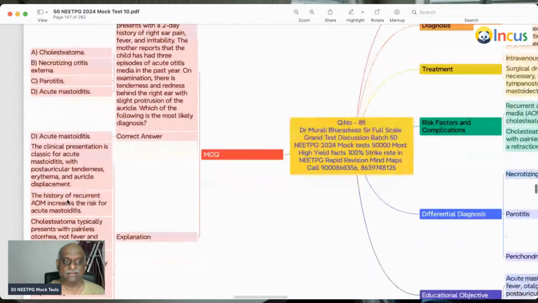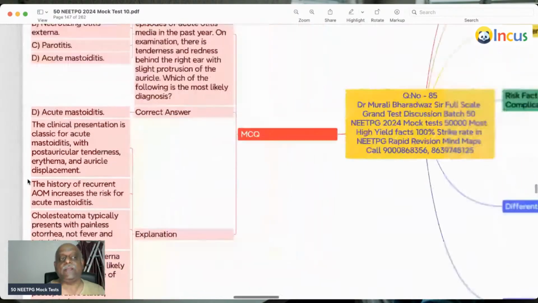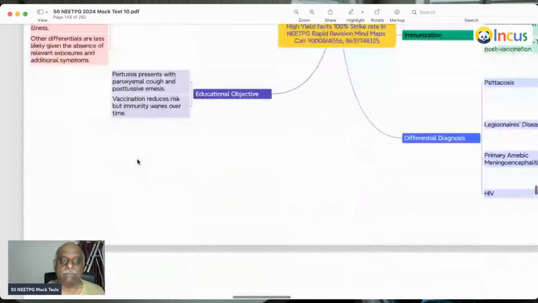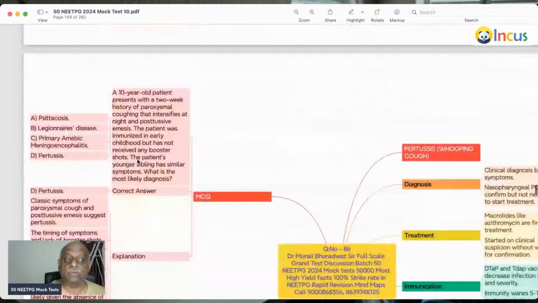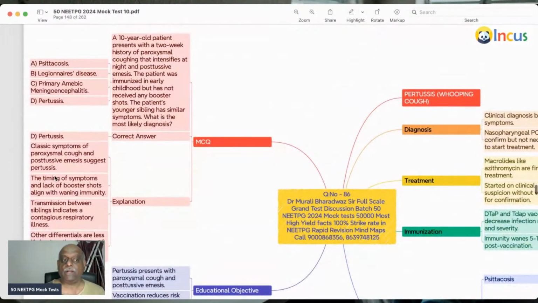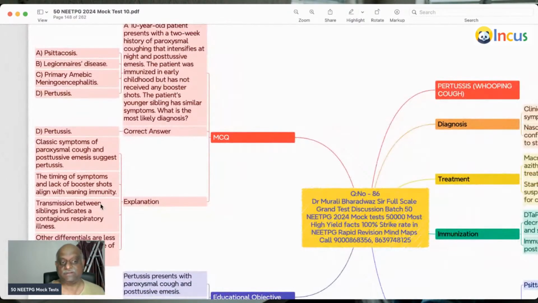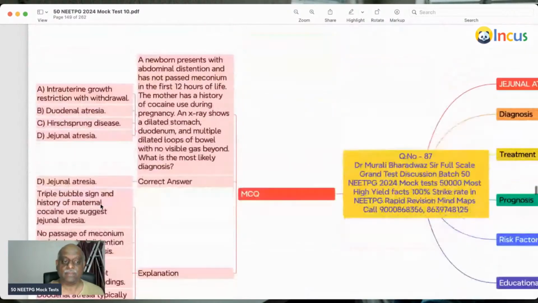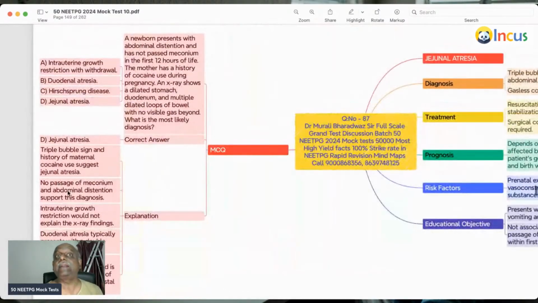A 4-year-old child with post-auricular tenderness, erythema, and auricle displacement, that is all characteristic of acute mastoiditis, is what you need to understand. Paroxysmal cough, post-tussive emesis, suggestive of pertussis. Triple bubble sign, history of maternal cocaine, which is vasoconstrictive, suggests jejunal atresia.